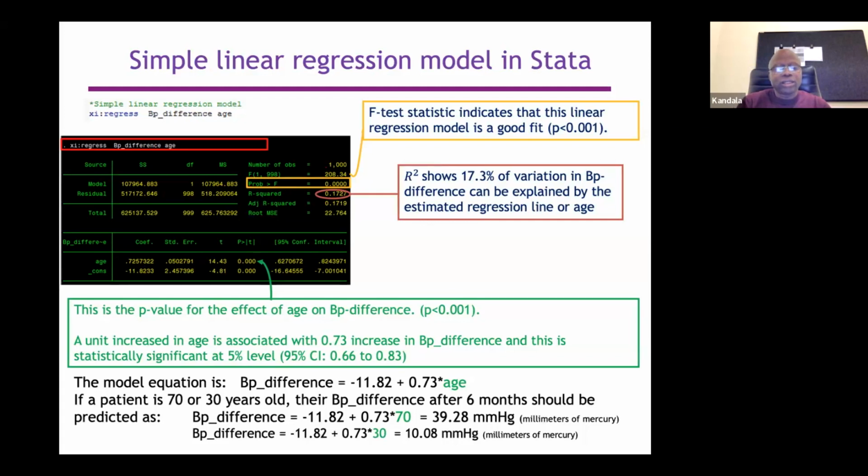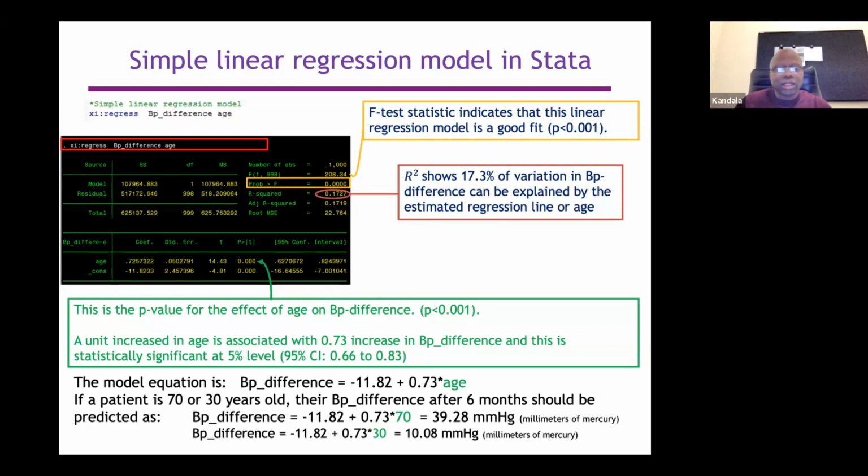For example, whether age is measured in months or in years also makes a difference. The unit in which you are measuring age matters, so here, with age in years, a 1 year increase for the patient will result in an increase of 0.73 in the blood pressure difference.